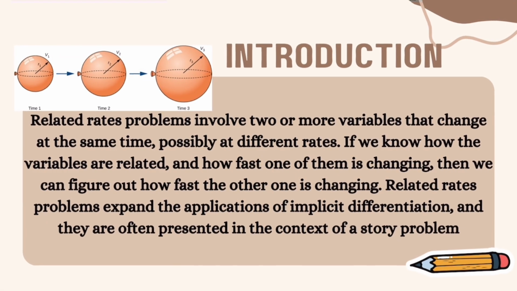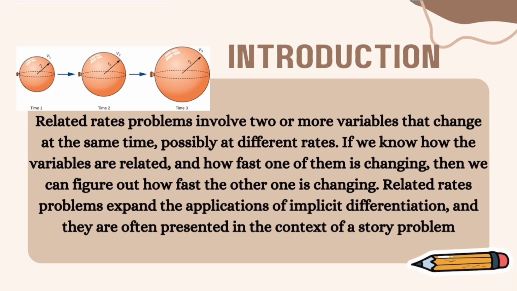Related rates problems involve two or more variables that change at the same time, possibly at different rates. If we know how the variables are related and how fast one of them is changing, then we can figure out how fast the other one is changing. Related rates problems expand the application of implicit differentiation, and they are often presented in the context of a story problem.